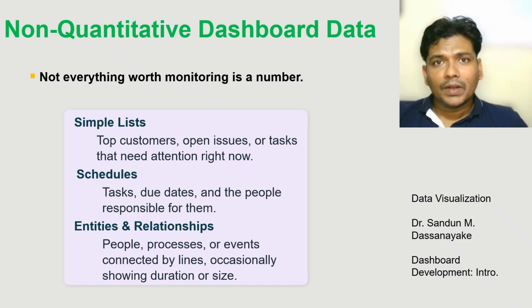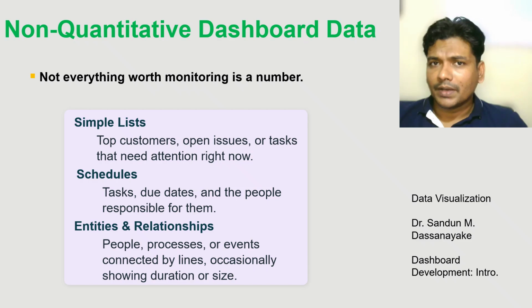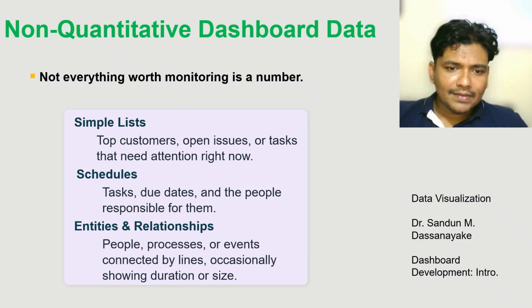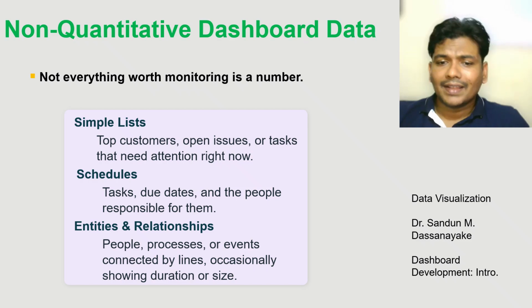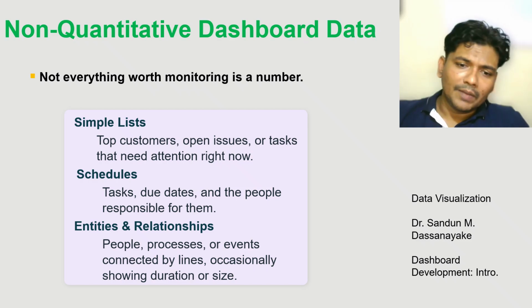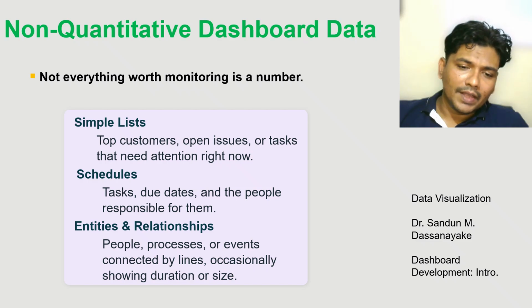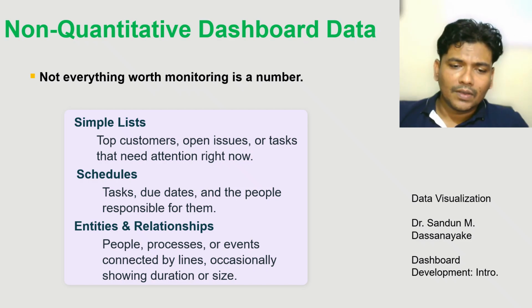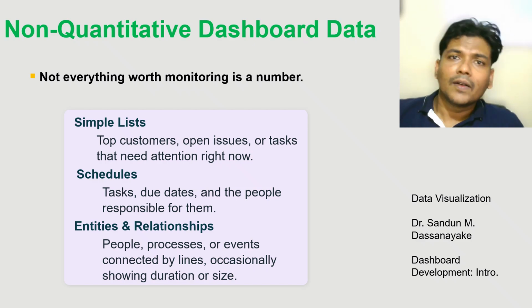If you think about non-quantitative dashboard data, not everything worth monitoring is a number. There are simple lists, schedules, entities, and relationships. So the simple list can be top customers, open issues, or tasks that need attention right now. Schedules can be tasks, due dates, and the people responsible for them. Entities and relationships can be people and the processes, or events connected by lines, occasionally showing duration or size.